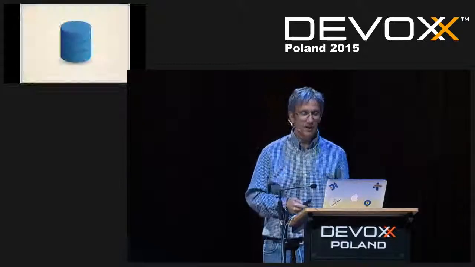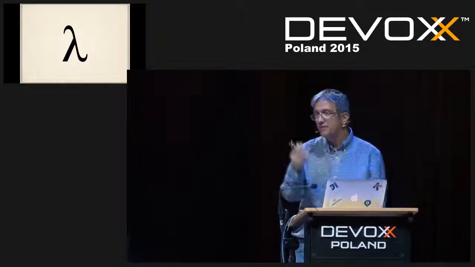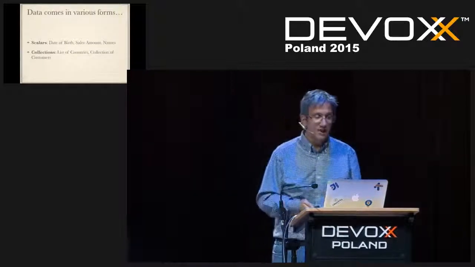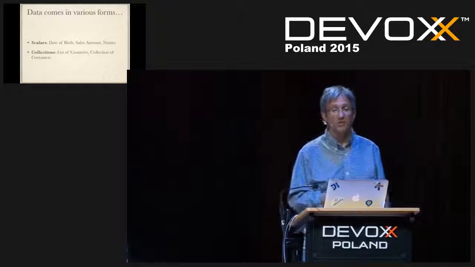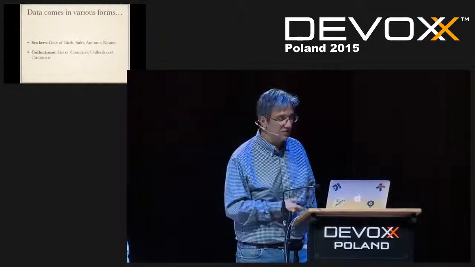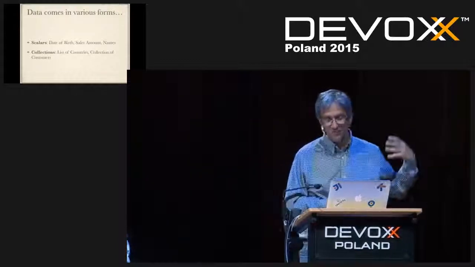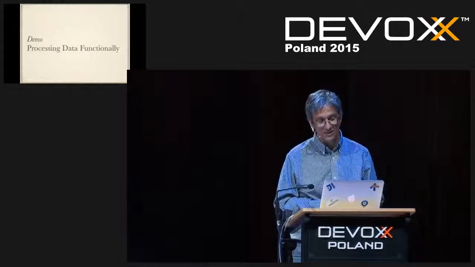So we're all basically data processors. And data, well, we take data and we apply functions to it, and data comes in different forms. So we get dates of birth, sales amounts, names, and collections, lists of countries, collections of customers, etc. Just different forms of data that we're taking in and we're processing.